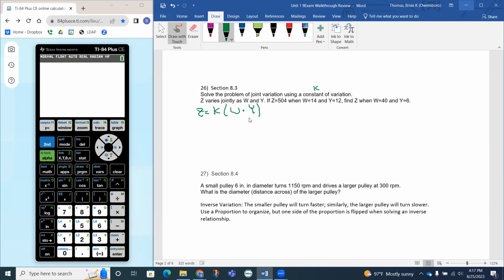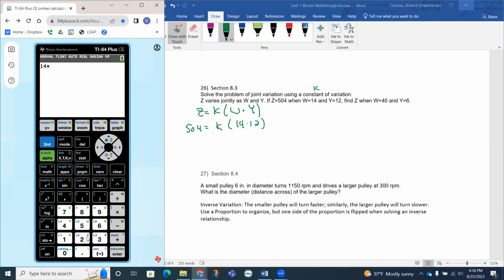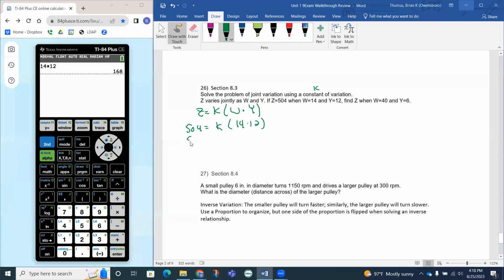So we'll have a formula that looks like that, and we're going to be trying to figure out what this constant of variation is. Notice how they gave us Z was 504. We don't know what the constant of variation was. They gave us the W was 14, and the Y was 12. So if I do this math here, 14 times 12 gives us 168. So 504 equals 168K, if I make it a coefficient.